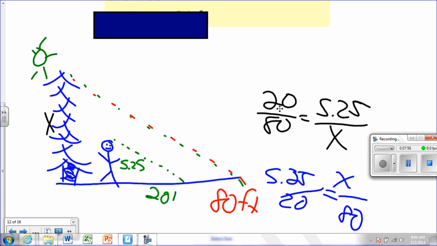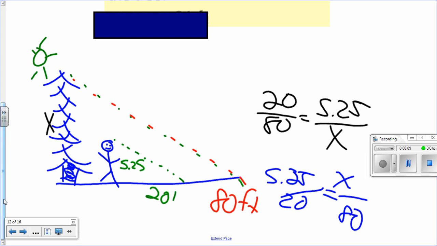You can also compare the two shadows to each other. First, 20 over 80, short shadow to long one, over the short length to the longer length, 5 1/4 over X. Again, you would cross multiply and solve for this.